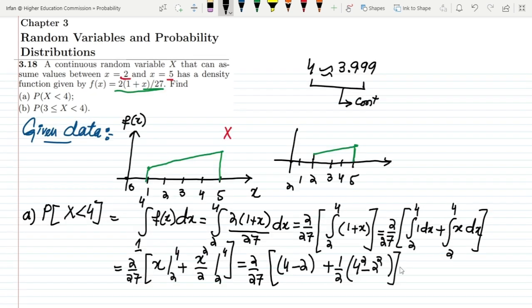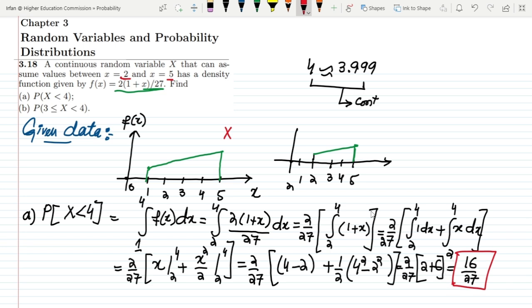Okay, now finding it out, what I will get is 2 by 27, and here we will have 4 minus 2, which is 2. Here this is 4, 4 is 16, 16 minus 4 is 12, 12 divided by 2 is 6. So ultimately what we will get, this is 6 plus 2 is 8, 8 multiplied by 2 is 16, so 16 divided by 27, and that is the solution of part A.